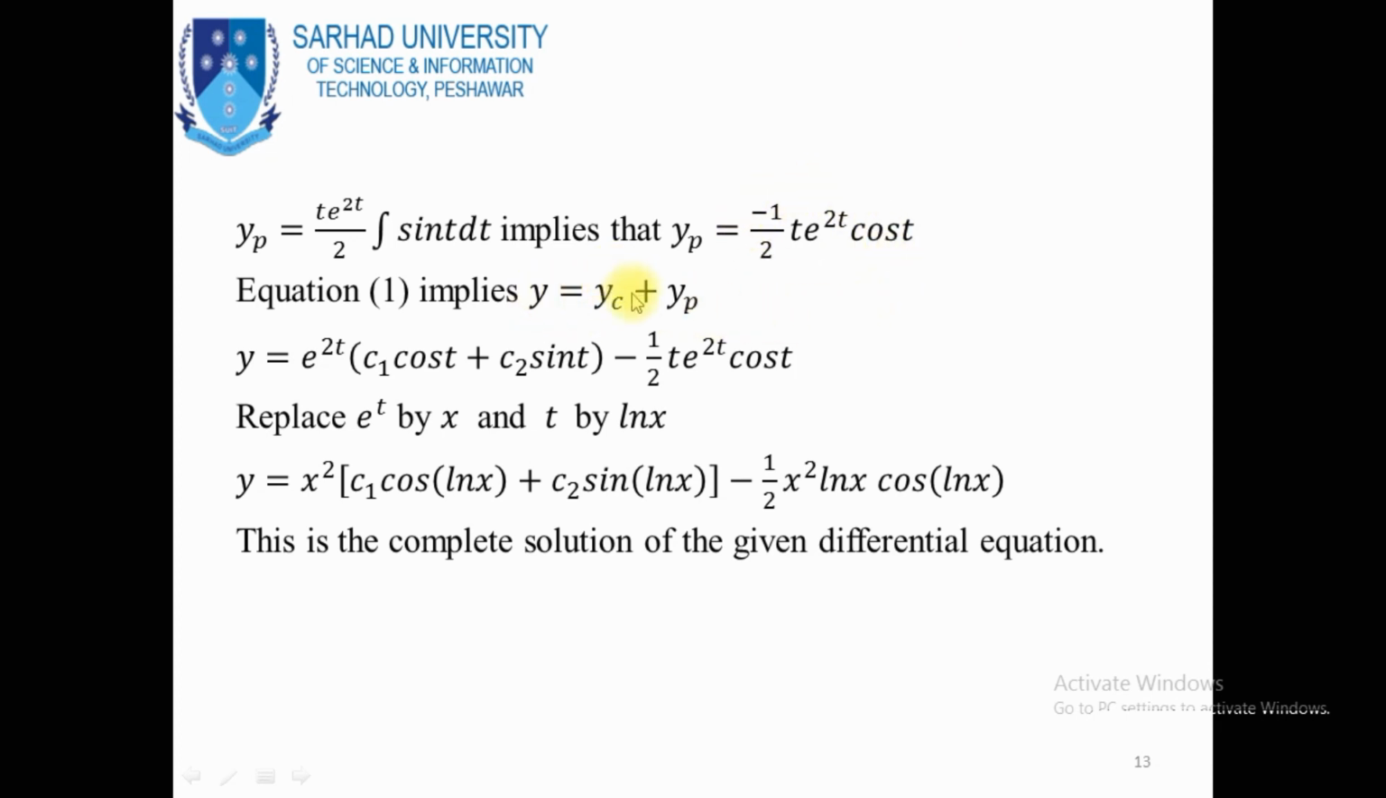Now the general solution of the given problem is equal to yc plus yp, the complementary solution plus the particular solution. Putting the complementary solution e power 2t into c1 cos t plus c2 sin t, and the particular solution minus 1 over 2 t e power 2t cos t. Now in this solution, replace e power t by x and replace t by natural log x. We obtain x square into c1 cos log x plus c2 sin log x minus 1 over 2 t. The value of e power 2t is x square and the value of t is log x, with cos log x. So this is the general solution of the given problem.